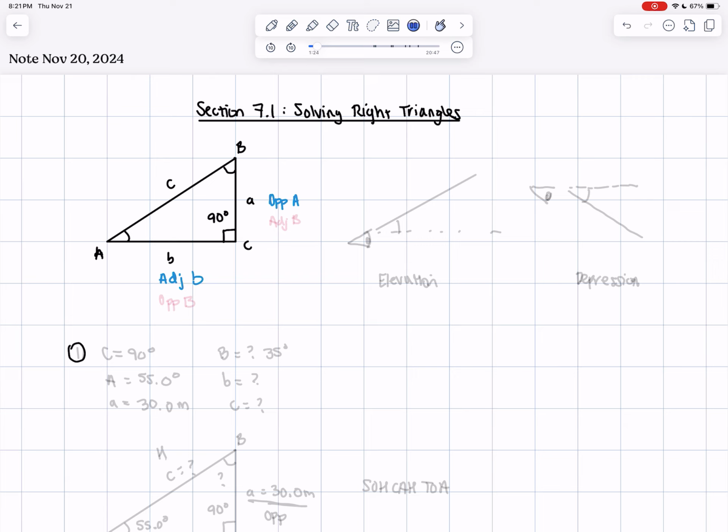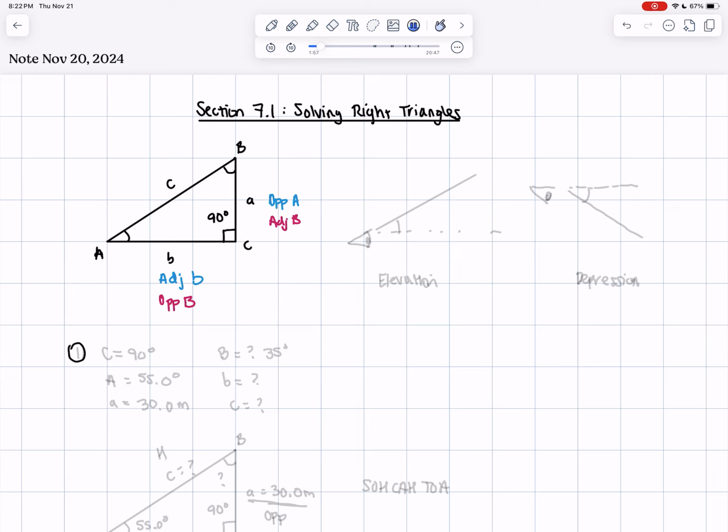But what about for angle B? Angle B, the opposite is going to be little b, and the adjacent is going to be little a. So if they ask you to solve for angle A or B, you have to adjust it depending on what the opposite or adjacent is for that angle specifically.